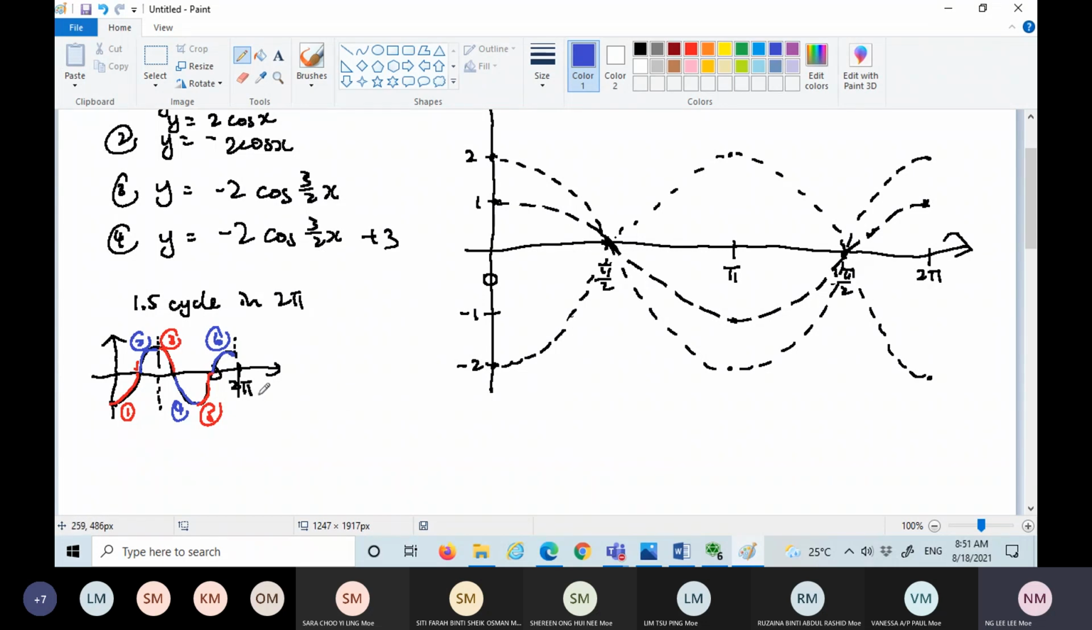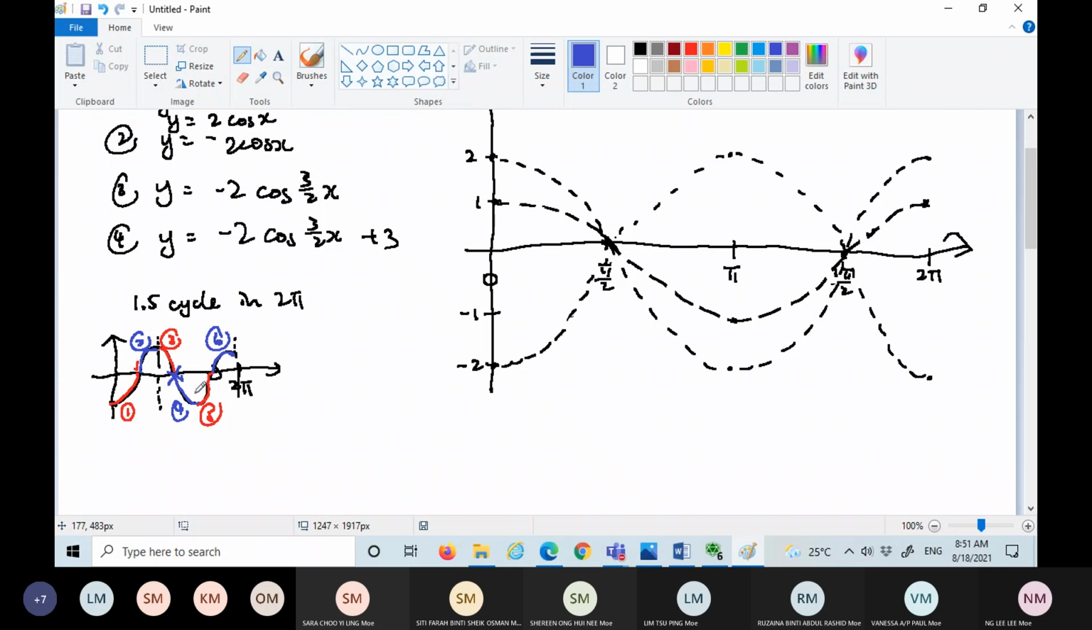Why do I do it this way? Because I need to know at pi where the graph is, and at pi/2 where the graph is, and then at 3 pi/2 where the graph is. I have to try to put the portions into here. Let's say at pi, where is the graph? After 3 portions, out of 6 portions altogether, it is at here.